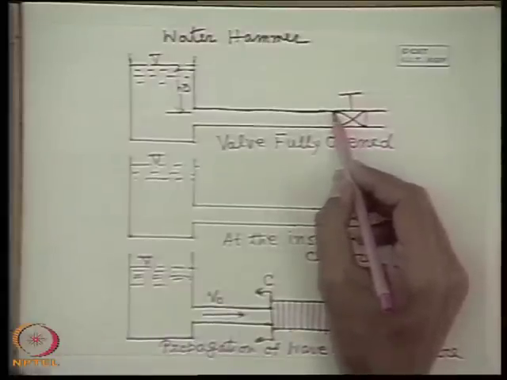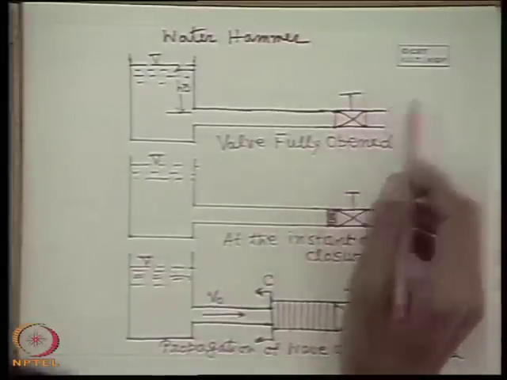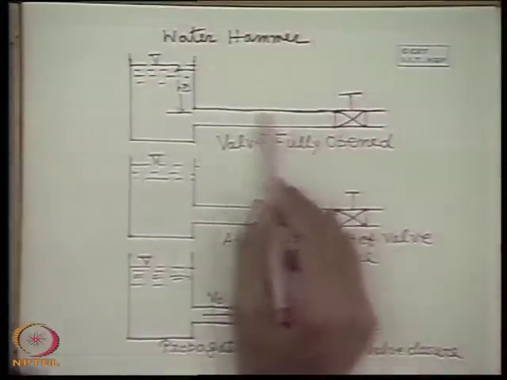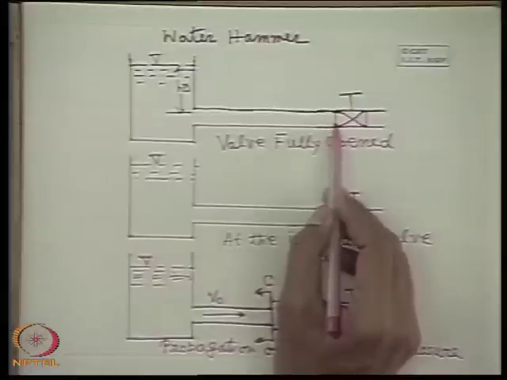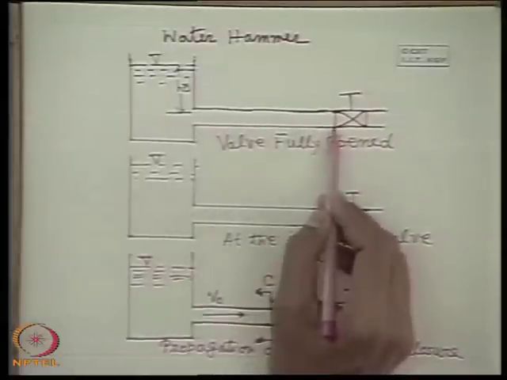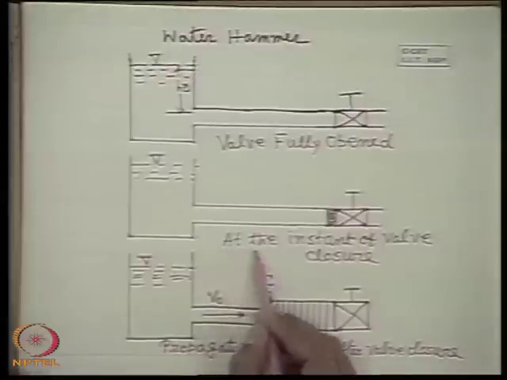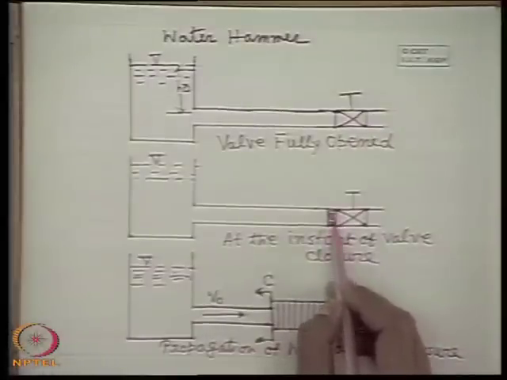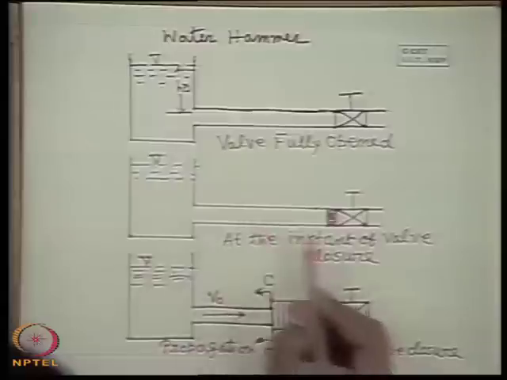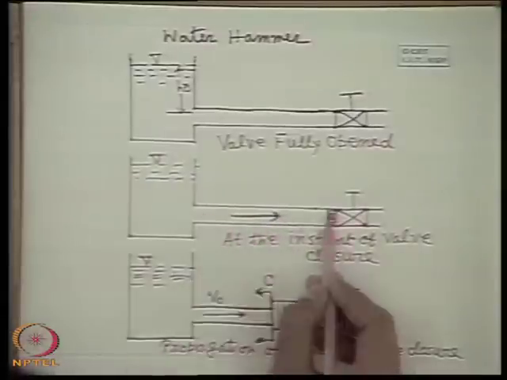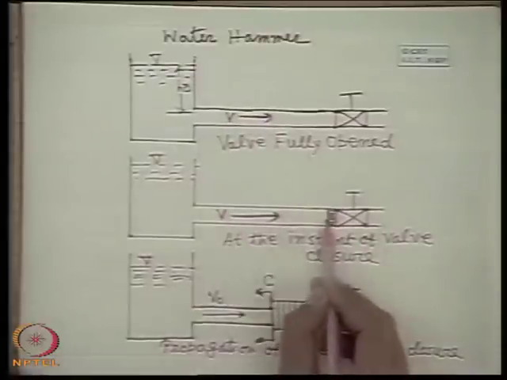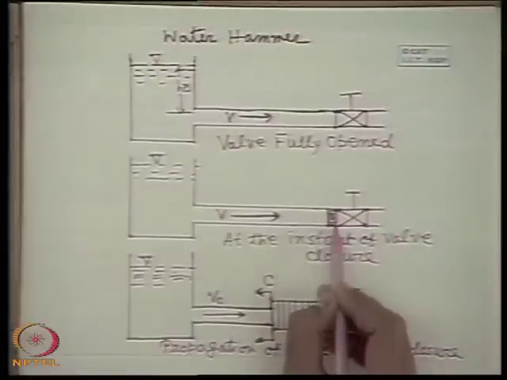Immediately the fluid adjacent to the valve comes to rest and its pressure is increased. I have told this earlier also, and I am telling it again: immediately after the valve is closed, the entire fluid cannot come to rest instantaneously and its pressure cannot rise instantaneously because of the compressibility effect. So at the instant of valve closure, only the fluid particles adjacent to the valve are affected and their velocity is arrested. The fluid flowing in the upstream region with velocity V pushes this fluid, compresses it, and its pressure is increased.